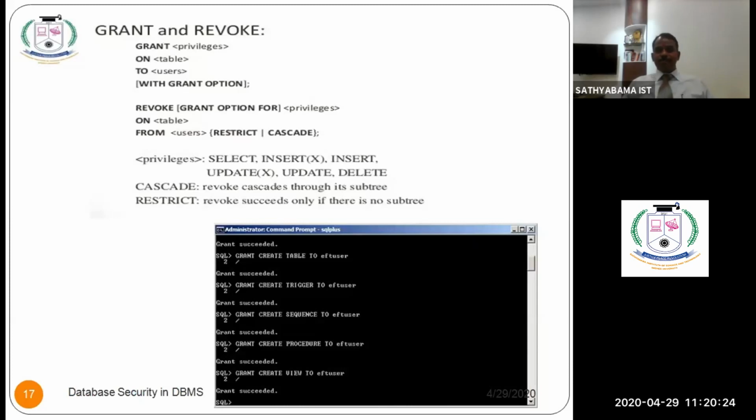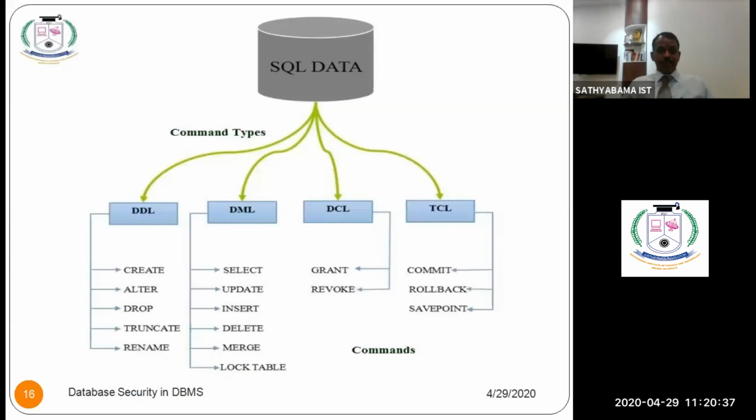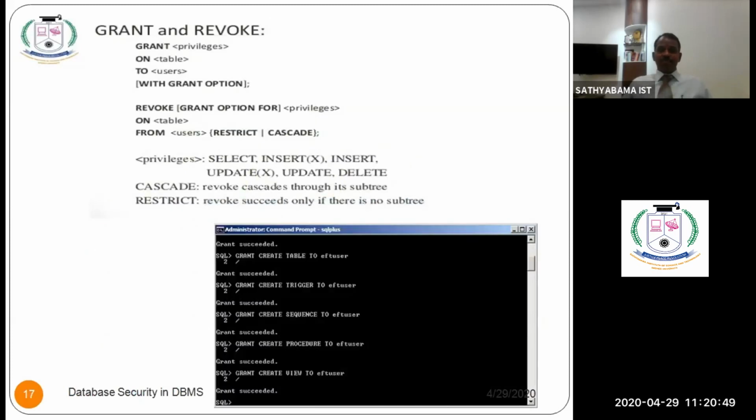The syntax is, grant is a command and privilege. You know already what the privileges are, right? Privileges in terms of DDL, we have the create privilege like that. These are the privileges: create, alter, drop, truncate, rename, select. In terms of table level, you have select, update, insert, delete, merge, and lock table. These are the privileges. So we can use grant privileges for which table.